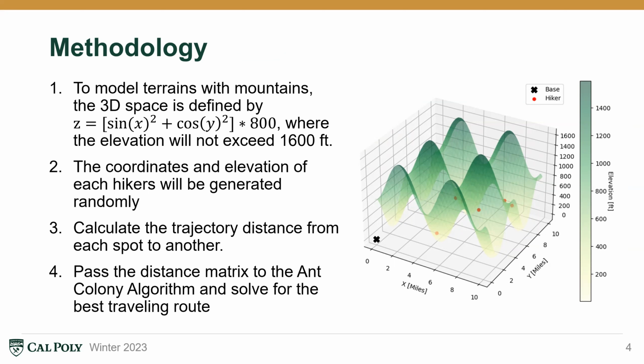The maximum elevation is set to 1,600 feet, and this is based on the tallest mountain near the San Luis Obispo area. So we will calculate the trajectory distance from each spot to another, and those distances will form a 2D distance matrix. Then we'll pass that matrix to the ant colony algorithm, and again, it will solve for the best traveling route.